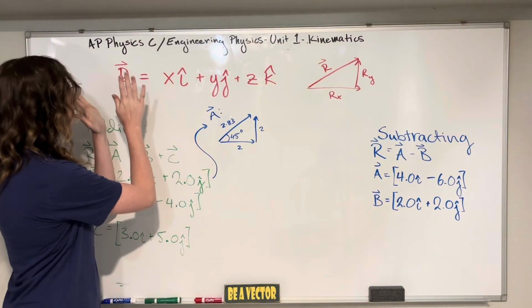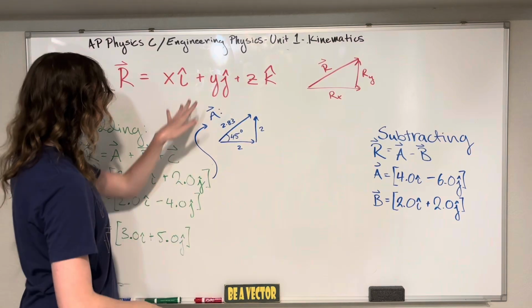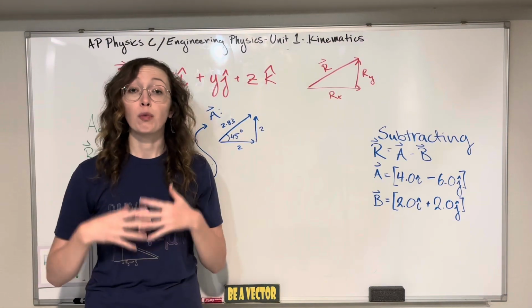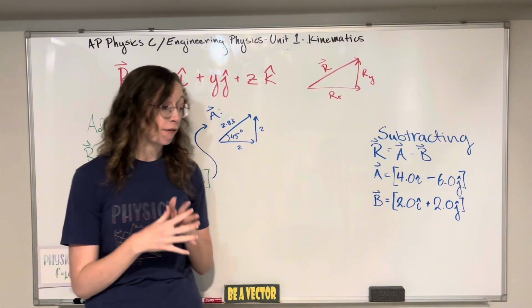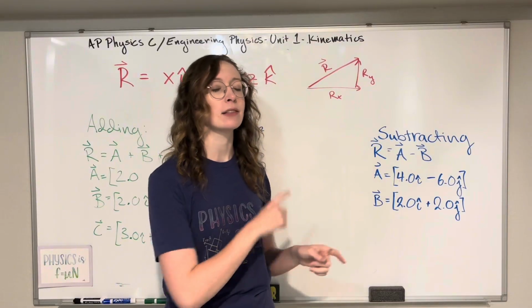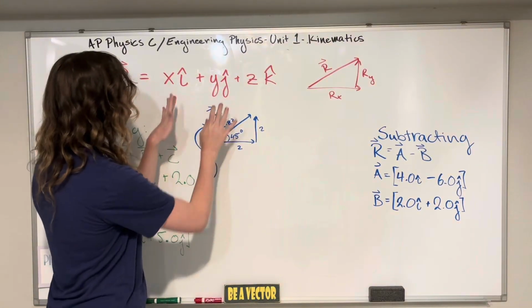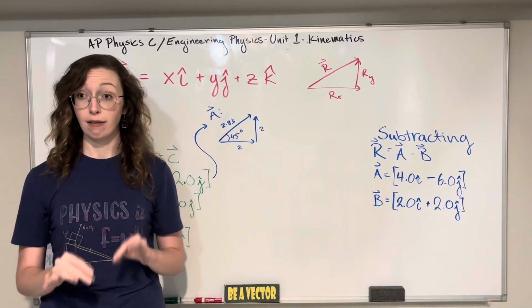So we have x i hat, y j hat, and z k hat. i, j, and k are what we call unit vectors. They have a magnitude of 1 and they point in the directions of the x-axis, y-axis, and z-axis. And that's it. All that they do is specify the direction of a number.